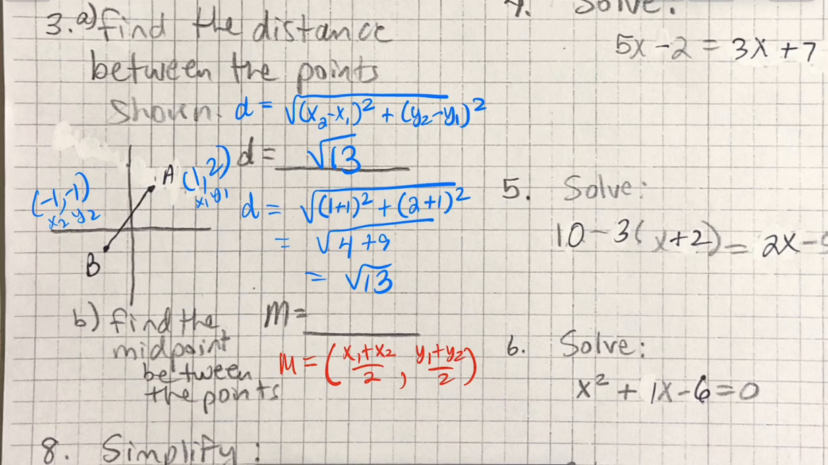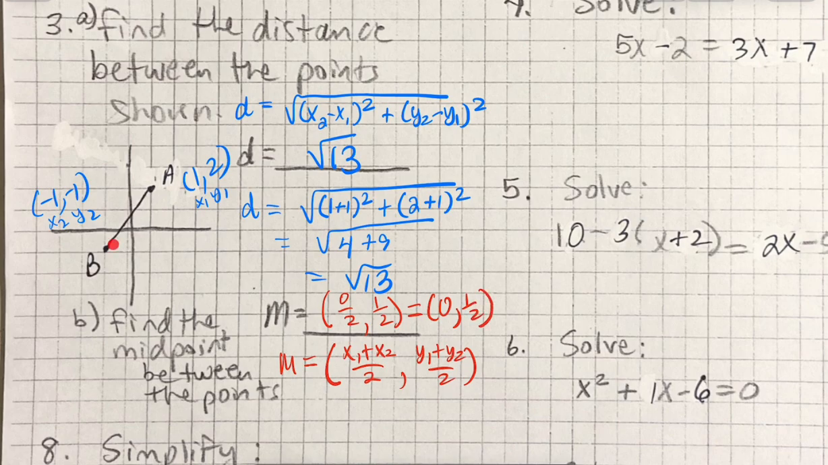So if I add up the x's, I get 1 plus negative 1, which is 0 over 2. If I add up the y's, I get 2 plus negative 1, which is 1 over 2. And many times you're going to get a fraction with a 2 denominator and leave it unless it can reduce. 0 divided by 2 is 0. 1 divided by 2, I can't reduce, so I'm going to get 1/2.